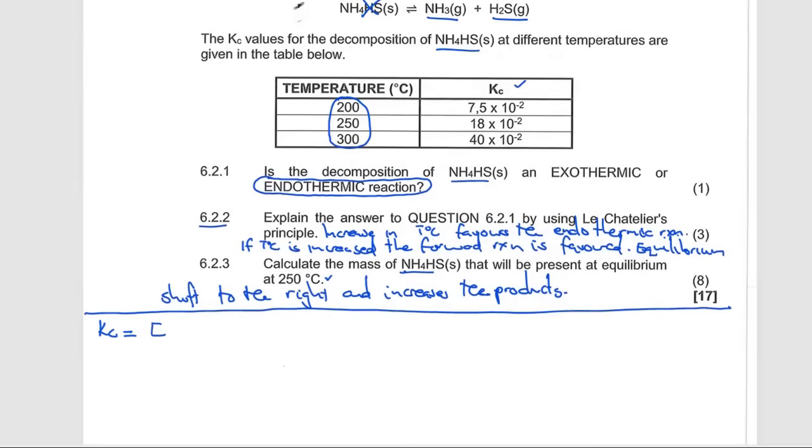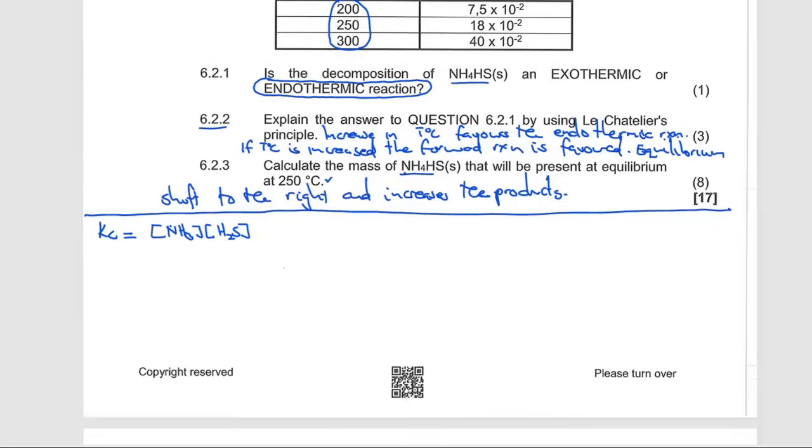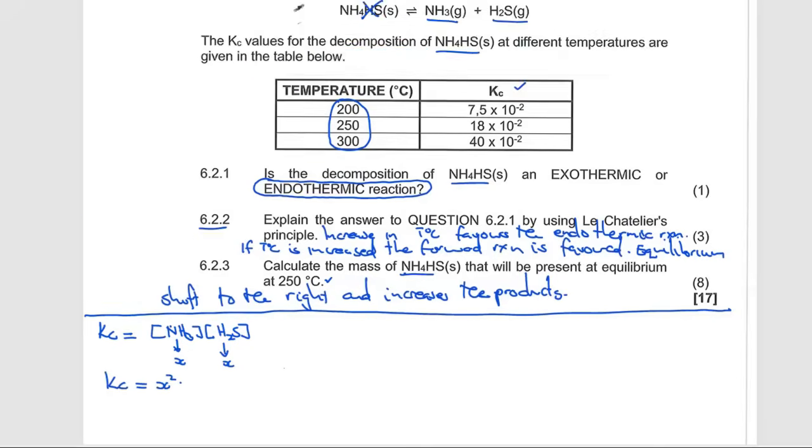multiplied by the concentration of our H2S, like that. Okay, so this is our starting point, right? What I'm going to do is derive it in terms of X. Let's assume this is our X. Then in terms of X, I can express this as Kc is equivalent to X squared, right?